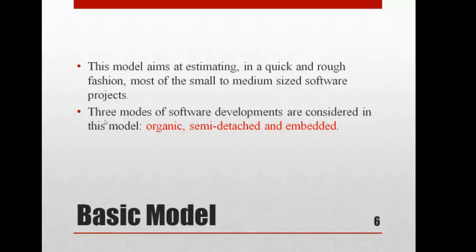You may be asking, sir, how do I identify this is a small software project, this is a medium software project? It's very simple. The COCOMO model is based on lines of code. If the number of lines of code is less, it is called a small software project. If it is a considerable number of lines of code, it is medium size. Likewise, it has been categorized with the help of lines of code.